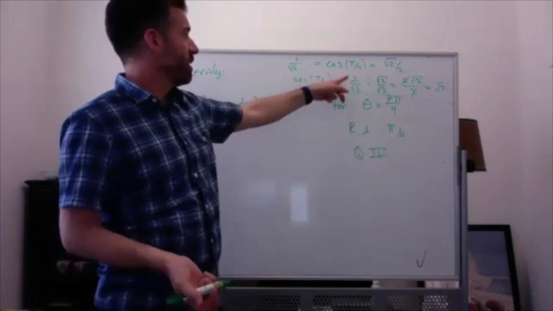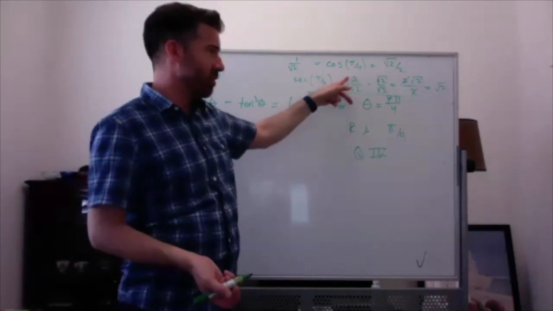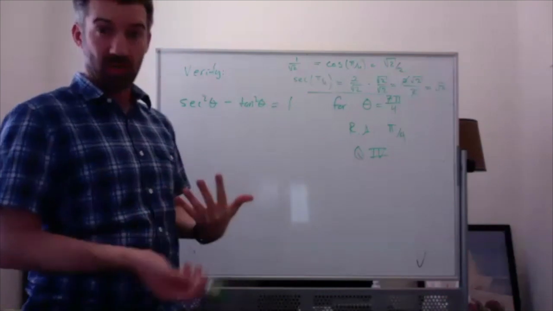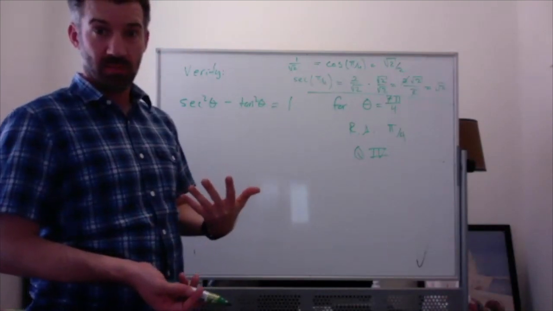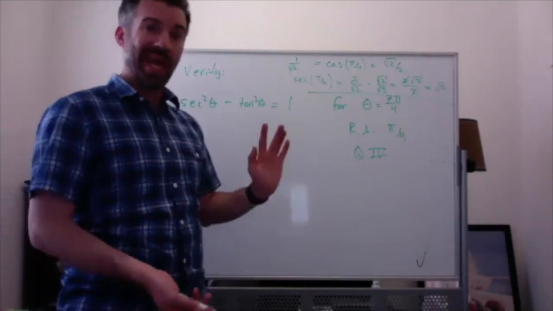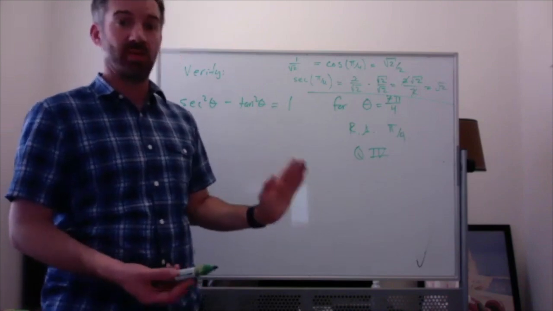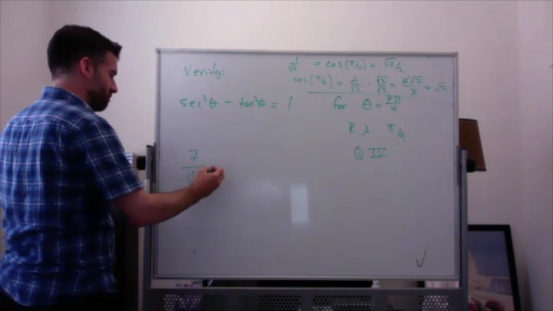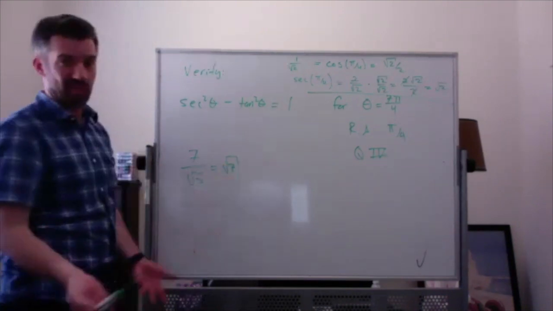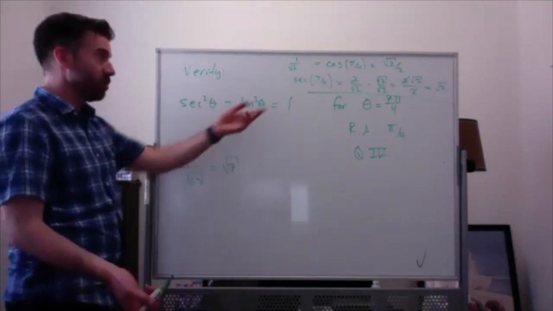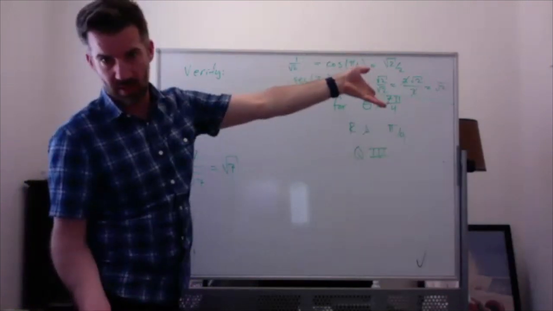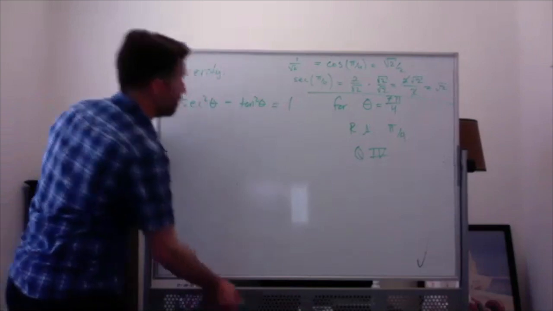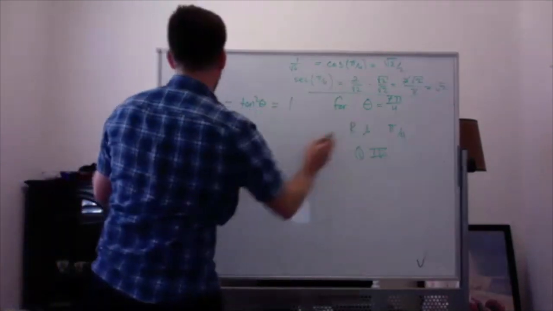Or if you're doing 2 over root 2, any number divided by its own square root is just its own square root. Let me say that again, just to make sure everyone's cool with it. Any number divided by its own square root is just its own square root. So for example, 7 over the square root of 7 is the square root of 7. And 2 over the square root of 2 is just the square root of 2.